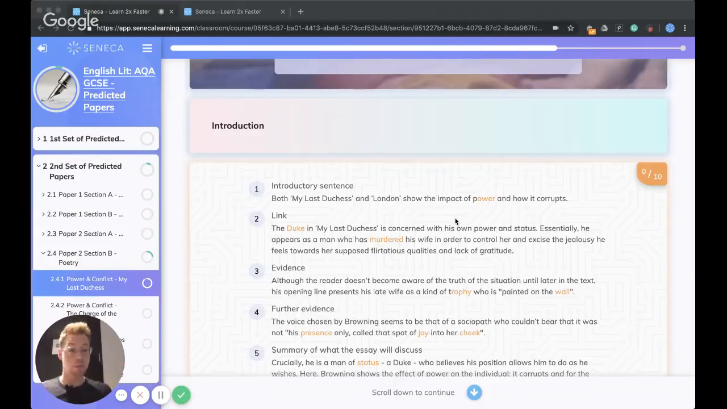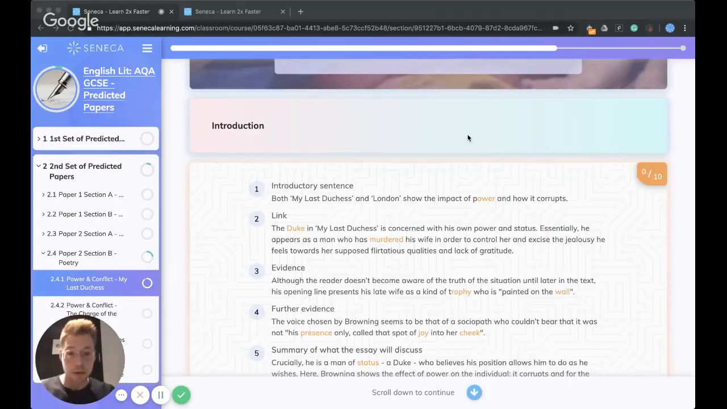So you want to mention both poems, and you want to mention the key theme that's mentioned in the question. Okay, so next, you want to link it from the beginning. And once you've linked it from the beginning, you're going to want to link those two poems.